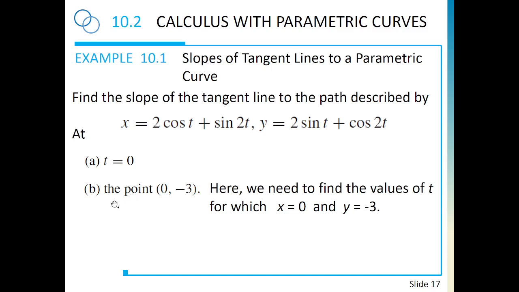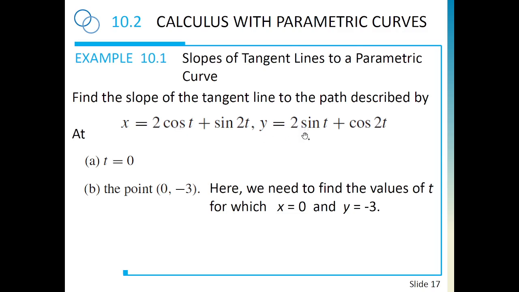And the other task is to compute the slope at the point (0, -3). So our expressions with the derivatives will have t in them. So we need to plug in some value of t, but we need to first find the t for which the curve passes by the point (0, -3). So we need to find all the values of t for which x is 0 and y is negative 3. So that will be a task for us: to find the values of t such that x is 0 and y is negative 3.